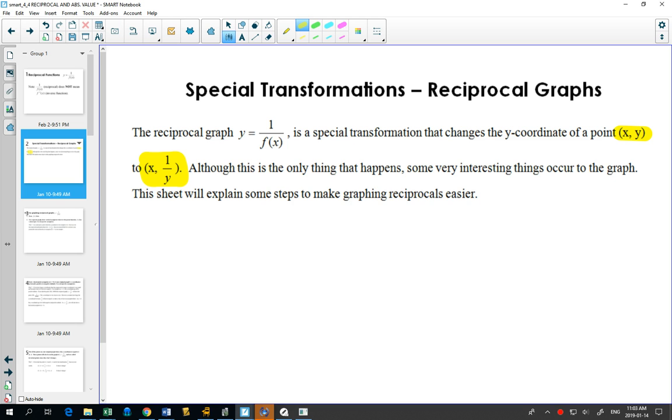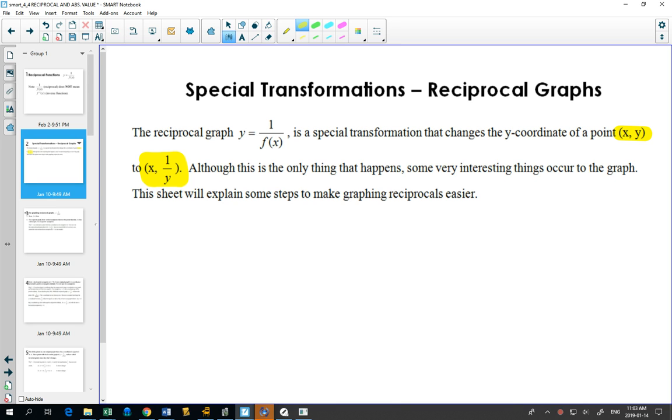And with that, I could be done and say we don't have to do any more of this lesson, because that's the simple idea. If you know a point on your original graph, f of x, all that changes is the y-coordinate becomes 1 over y. But even though that's really simple, there's some crazy things that happen as a result.